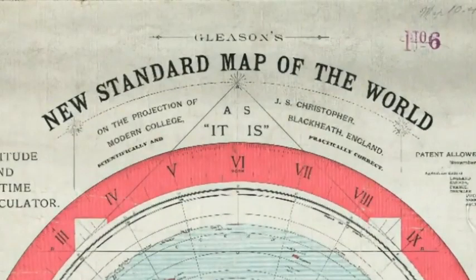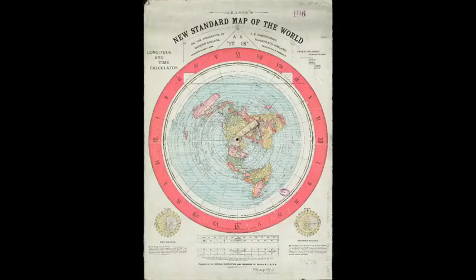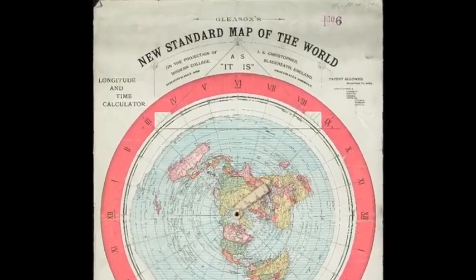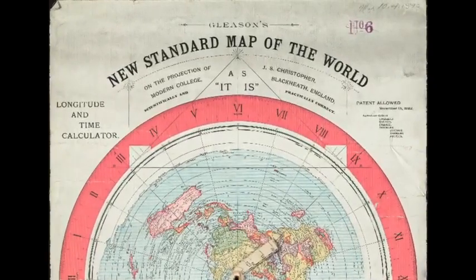Welcome, everyone. So let's talk about this triangle at the top of the Gleason's map. Everybody says it's a Masonic triangle. Well, it is an isosceles triangle. I'm not so sure it's Masonic, by looking at it.